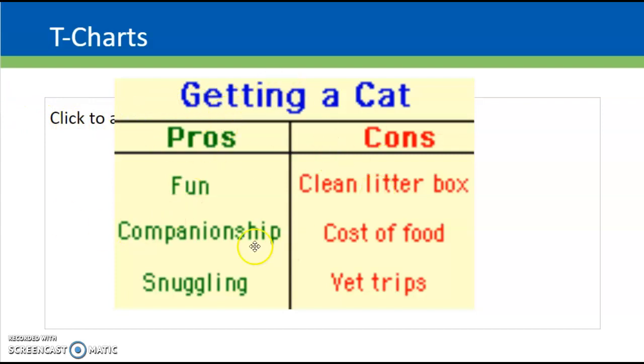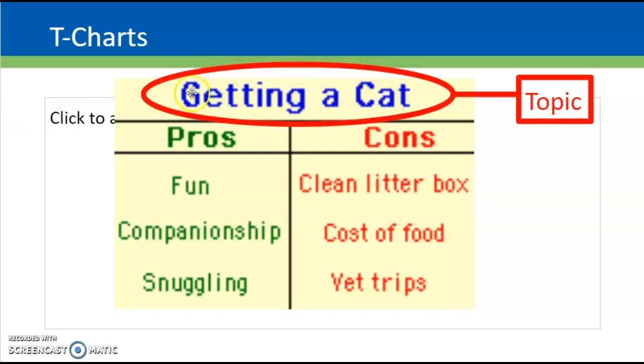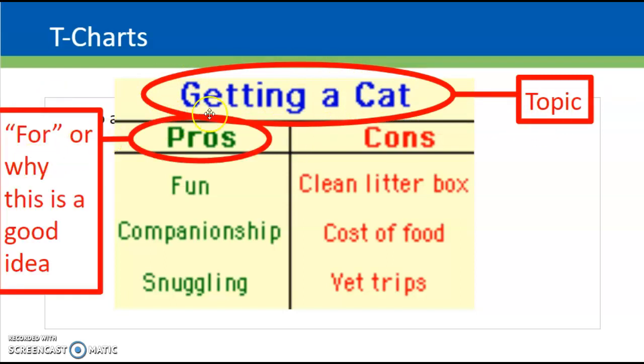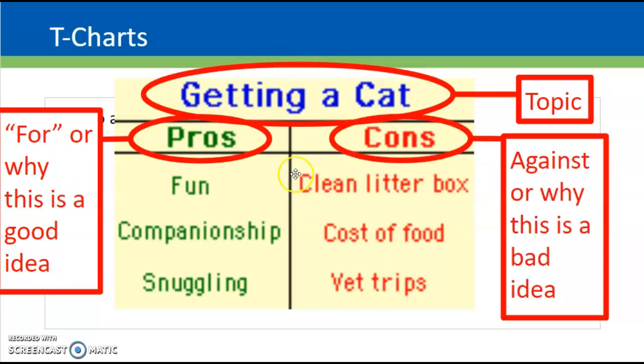So here we see an example of a T-chart. The reason why they call it a T is because it looks like the letter T. With this, you have a topic, getting a cat, and then we also have pros, or in other words, for this topic: why is it good to get a cat? And then we also have cons, or against this topic: why it's bad to get a cat. So here somebody wrote fun, companionship or friendship, snuggling, like hugging a cat, and the bad things: you have to clean their poop box, you have to pay for their food, and you have to take them to the hospital.